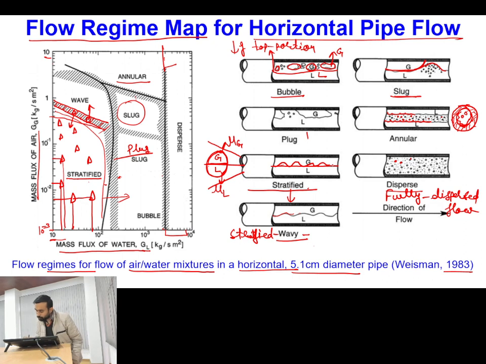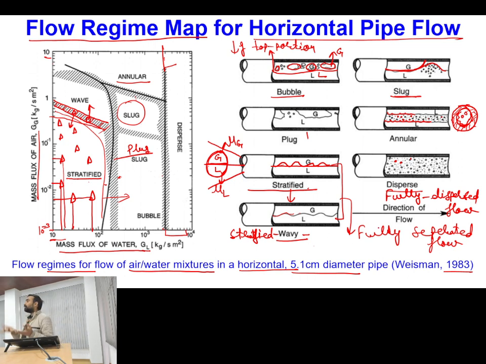And these two particular regimes can be called fully separated flow regimes. Okay, these can be called fully separated flow regimes. And all the flow regimes other than these are intermediate flow regimes between the wide classification of fully dispersed and fully separated. Fully dispersed phase mein don't settle. Ye gas hai or gas. Gas in the liquid phase.